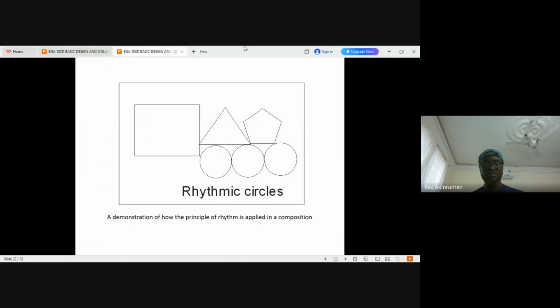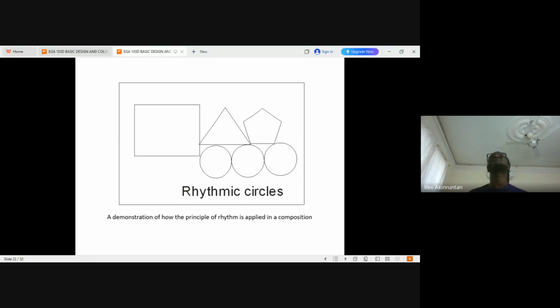So, rhythmic circles. You notice that the circles are of the same scale and they are fused together in terms of their line, the edges. There isn't any gap that indicates that they are apart. And if there should be a gap, the gap should be of the same equal spacing. That is basically what it means when you talk about rhythm. And this can be used in so many forms.